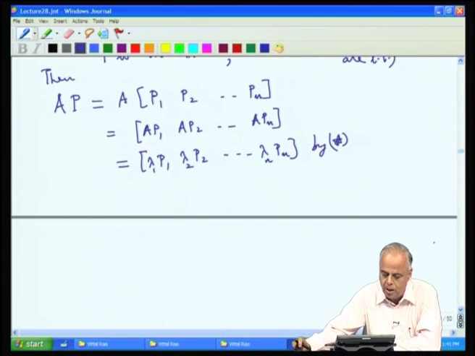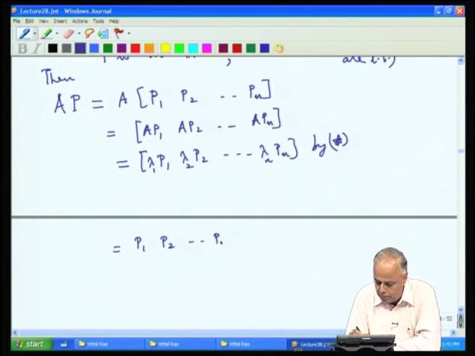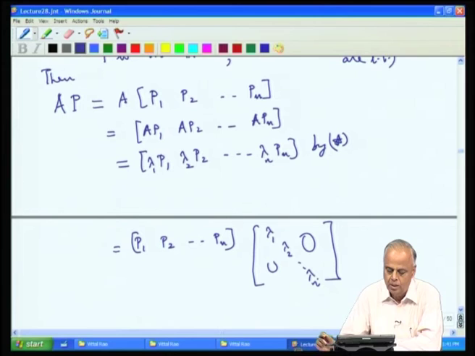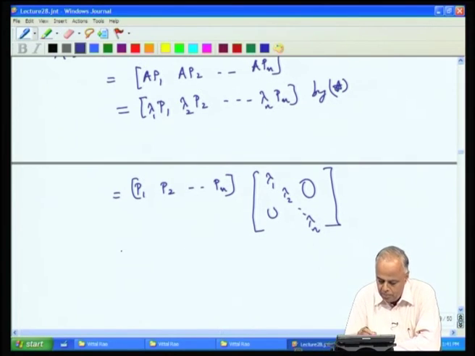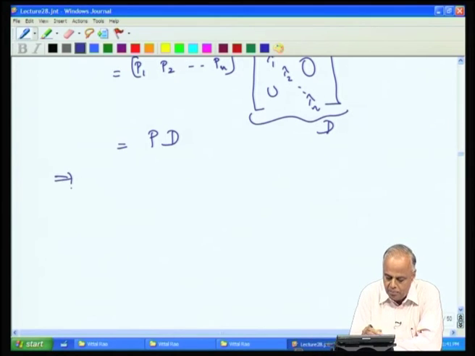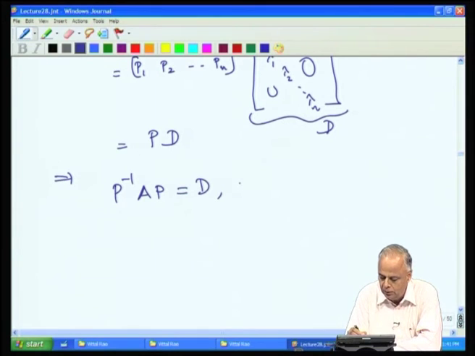and this product as before can be written as P1, P2, Pn into the diagonal matrix lambda 1, lambda 2, lambda n, which is P times the diagonal matrix. This matrix is what I call D. So, AP equal to PD, which implies P inverse AP is equal to D, a diagonal matrix.